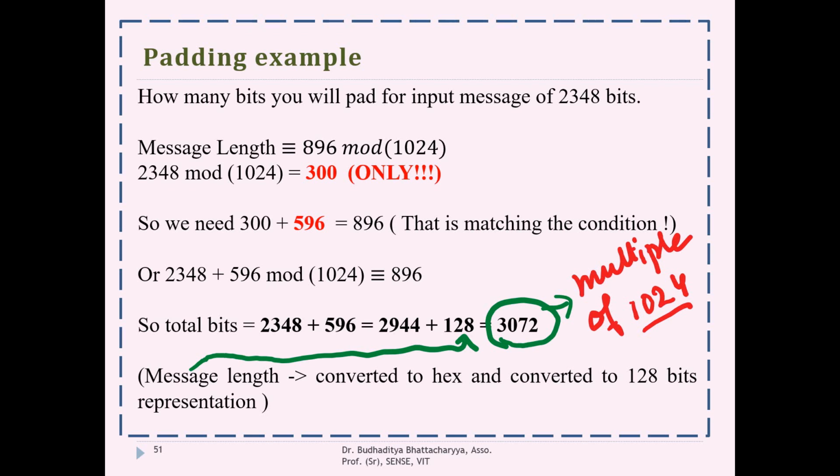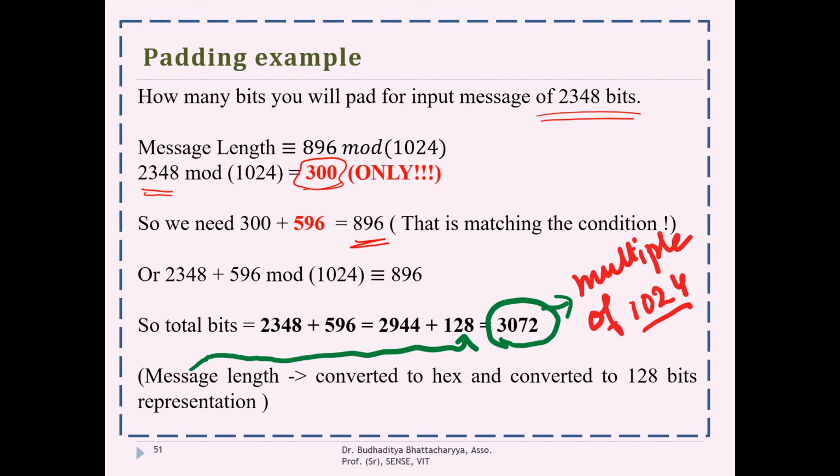Let's make sure we understand this carefully. See this example. The input message is of length 2348. It is the same as the previous example; these methods are all the same. If you understand one, you can do the others. Now, the message length, if you observe, is only about 300. We have to make it around 1024. Remember, we have to make it 896, to be honest. Somehow we have to make it 896.